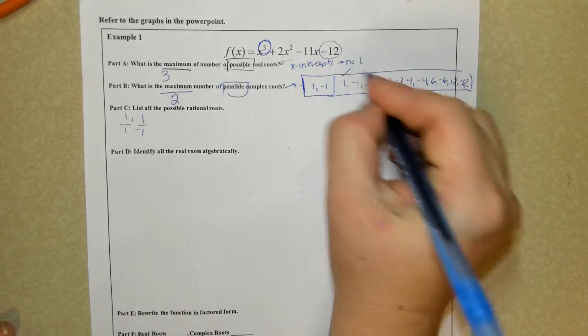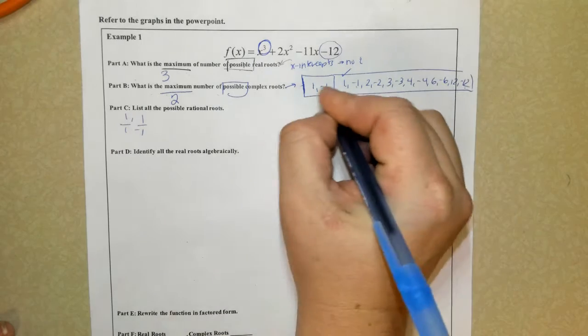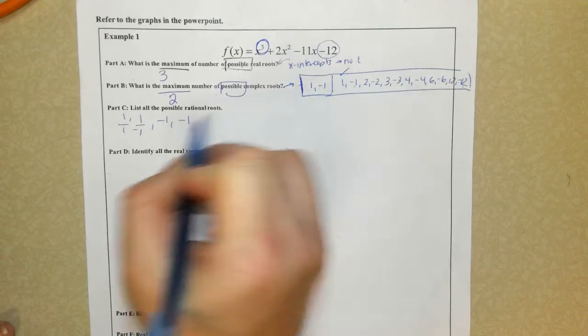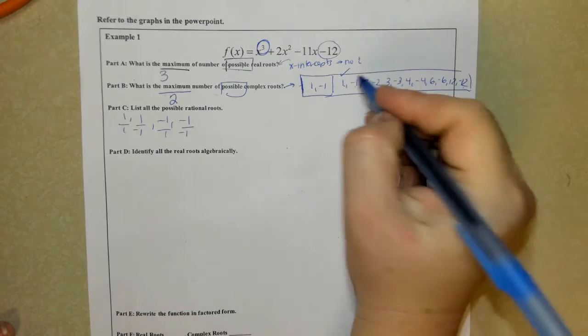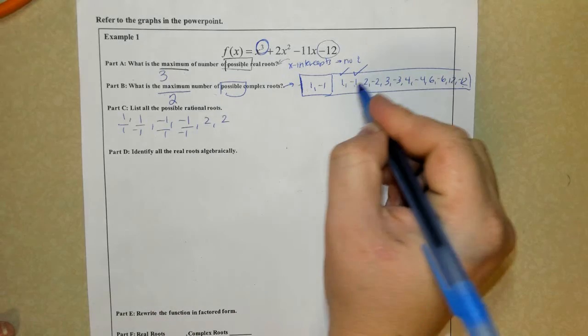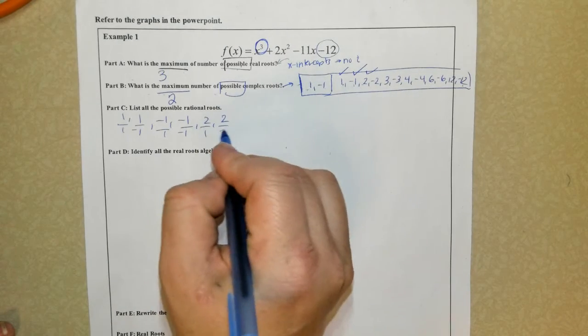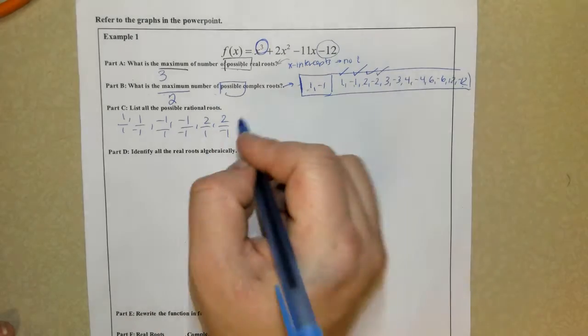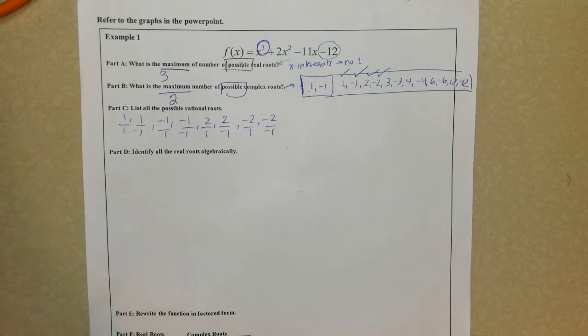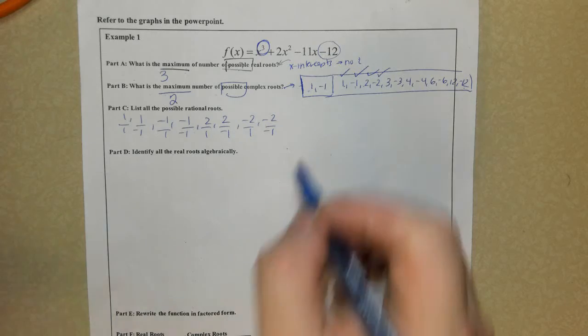Then I'm done with that one. Then I'm going to write down negative 1 twice. Negative 1 on top, negative 1 on top, and put a 1 and a negative 1 on the bottom. Then I'm going to write 2 twice, 1 and negative 1 on the bottom. Negative 2 twice. Please do that right now.